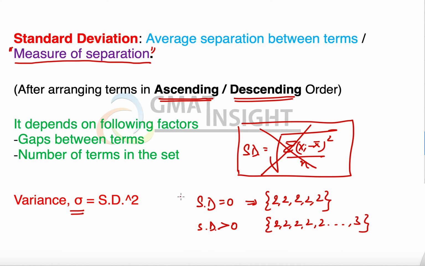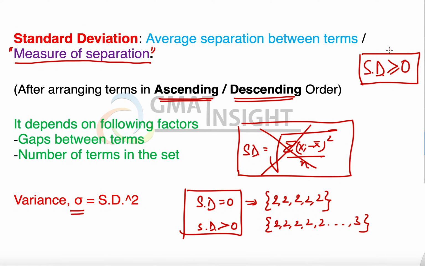So the generalized understanding here is that the value of standard deviation is always greater than or equal to 0, and standard deviation is never negative. This also is one principle based on which several official questions in GMAT have been seen. So please make sure that you take a good note of this fact, that standard deviation is never negative, it's always 0 or greater than 0. 0 is the case when all the terms in the set are equal.